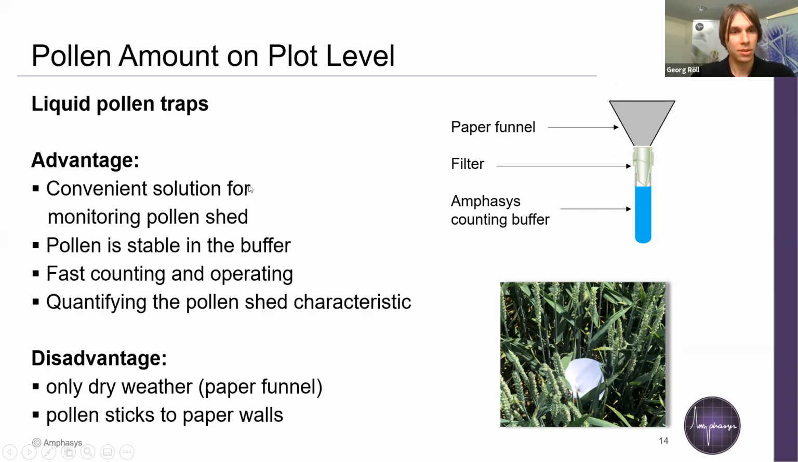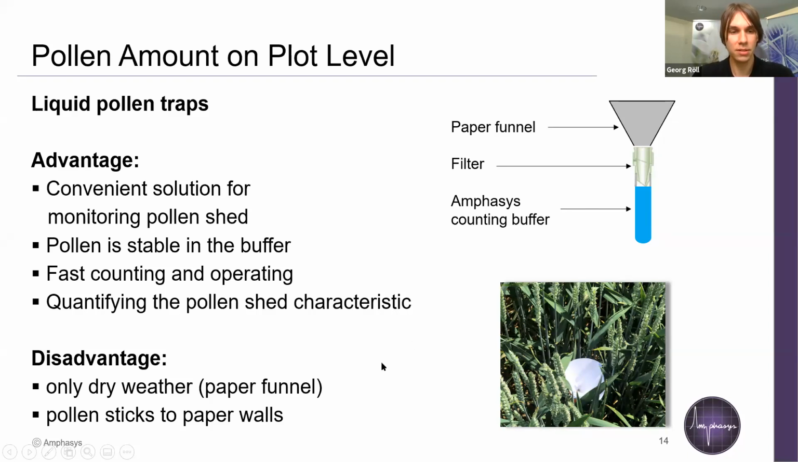And we also experienced some advantages of this method. It's a convenient solution for monitoring the pollen shed. The pollen is also stable in our counting buffer, so it can be stored up to 4 weeks. And if you have a lot of work to do, you can store it and do the analysis later on. And it's also fast in counting and operating. And what you can also do is quantify the pollen shed characteristic by replacing the counting buffer every single day, or every second day, and then you can count, and then you can determine the pollen shed curve.